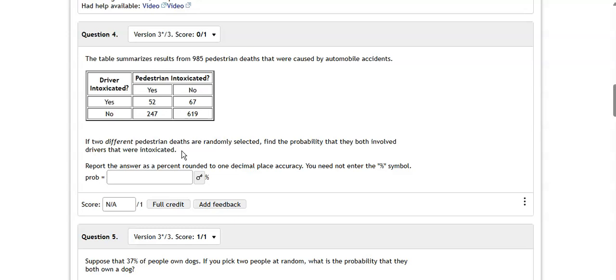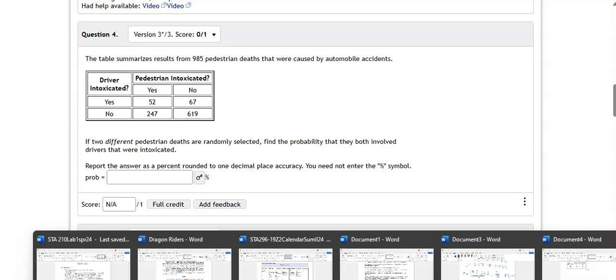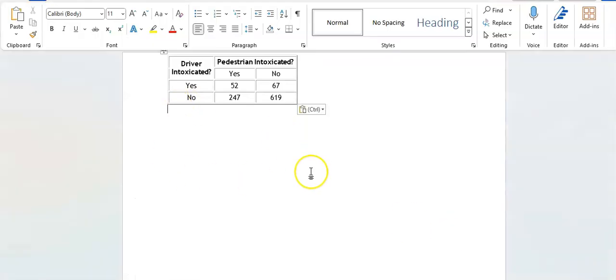All right, so let's think about the case where in both that we draw, the drivers are intoxicated. Okay, so I've already copied and pasted our table just so that we can write on this and do what we need to do.